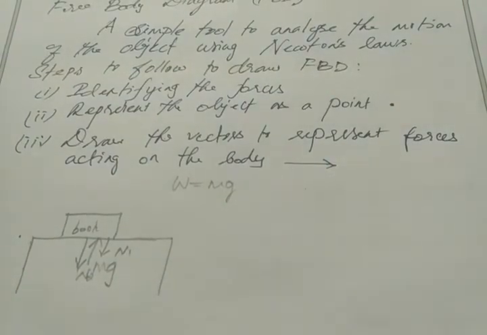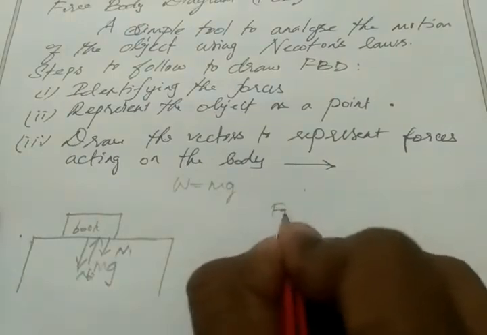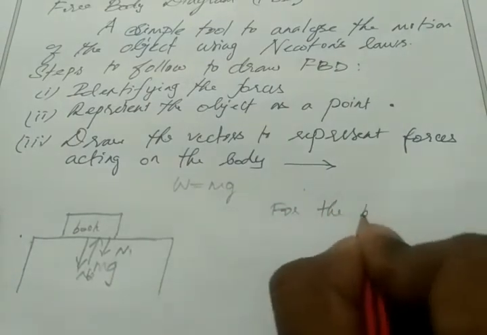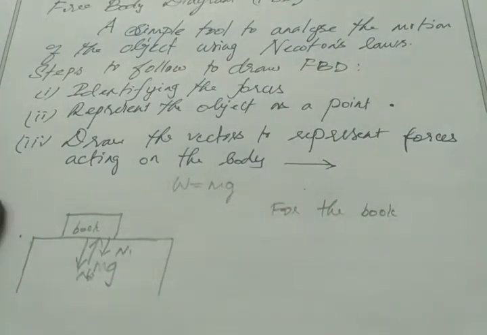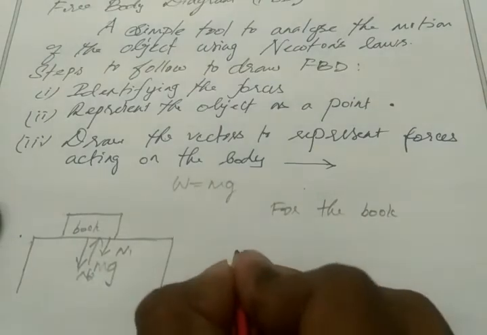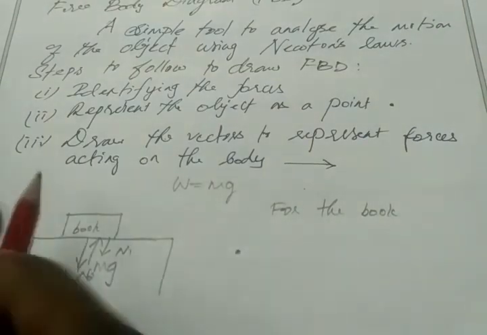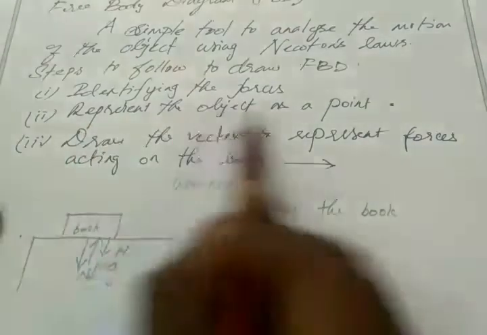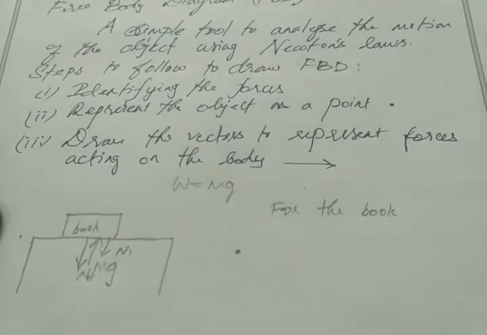Okay, by which we can draw a free body diagram for the book. Okay, so for the book, the free body diagram will be like this. So this is our book. As said earlier, we represent the object as a point. So this is our object.